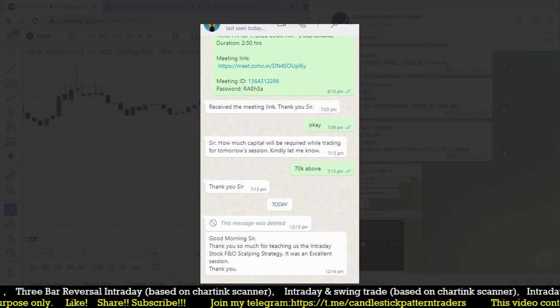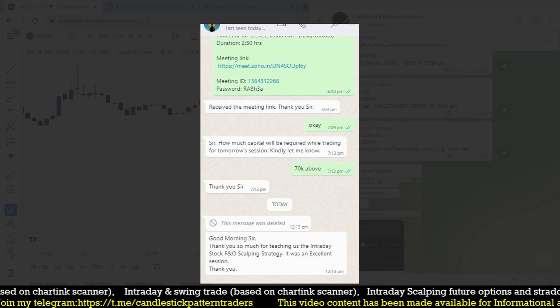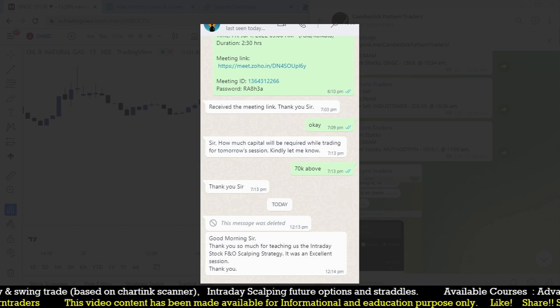The intraday stock F1 scalping strategy. It was an excellent session. Thank you. Thank you for your valuable feedback for that.